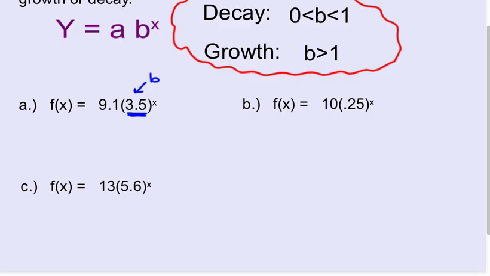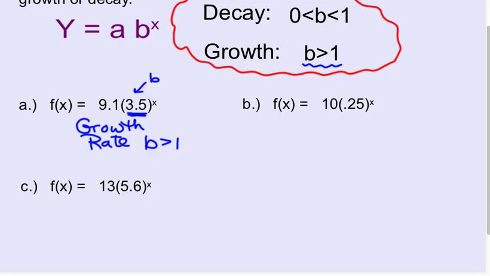Now let's go to our box up here in the red. Our B is greater than 1. So this tells us we have a growth rate. So it's increasing over time because our B is greater than 1.